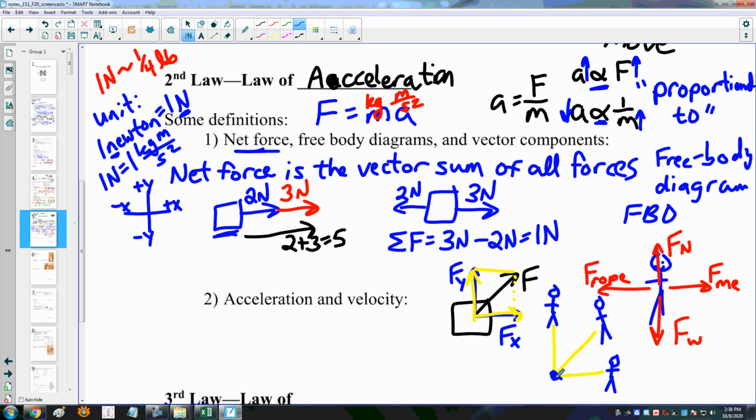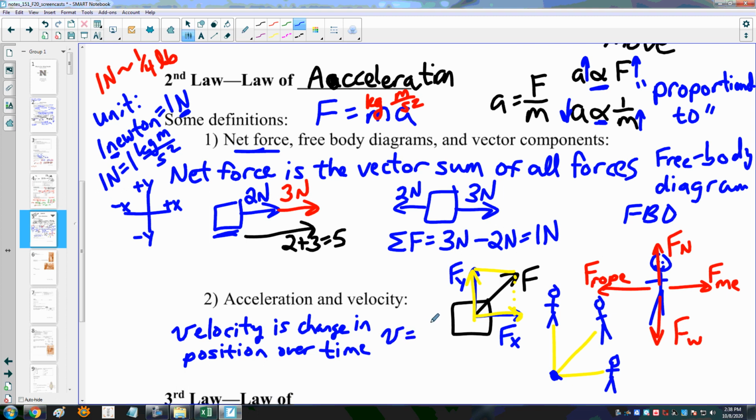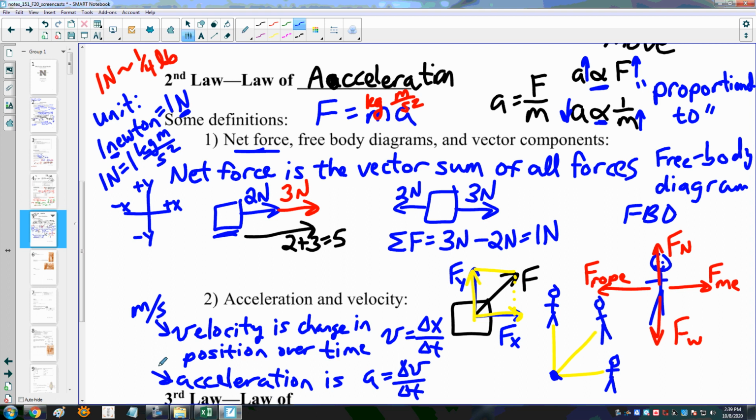Acceleration and velocity. Velocity is a change in position over time. Velocity then is equal to delta x over delta t, and acceleration is a change in velocity over time. I'm just going to write the equation. It's going to be delta v over delta t. Now, velocity will have units of meters per second, and acceleration asks how quickly the velocity changes, so it will be meters per second per second. For every second, I change by a meter per second, or meters per second squared. Those would be the same.